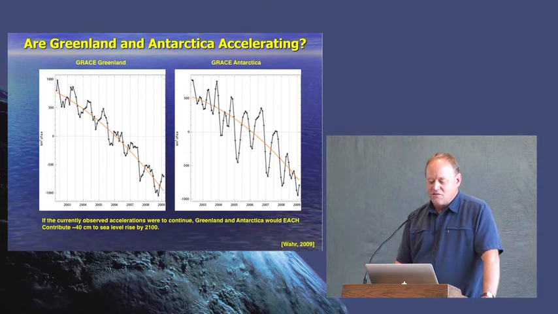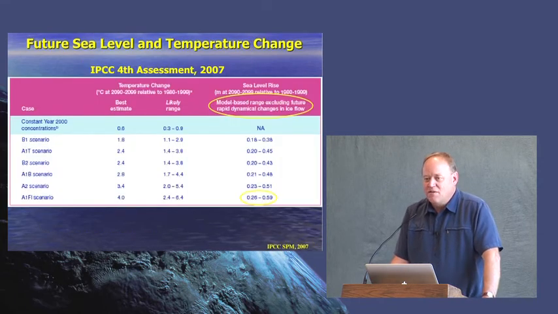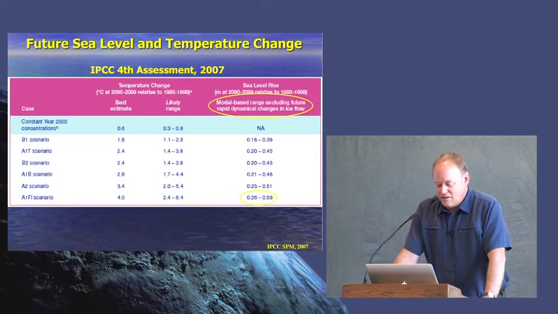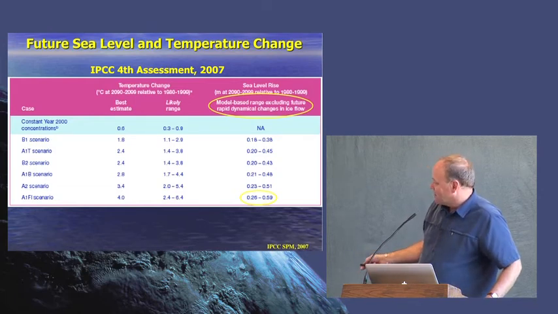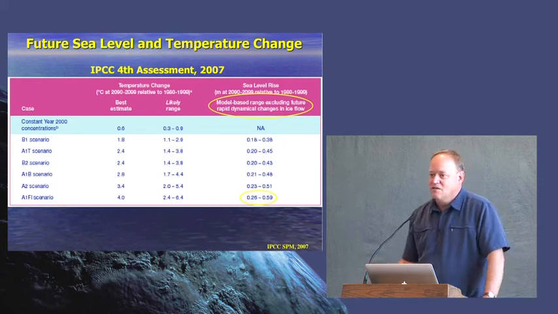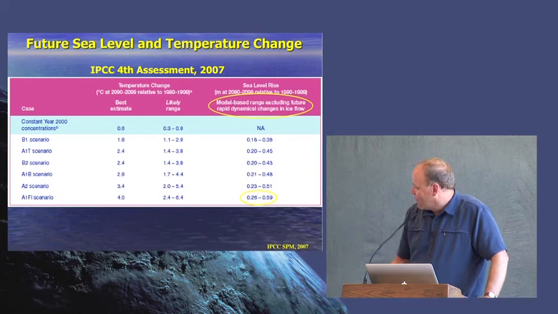Which is interesting, because if you look at the last assessment of the IPCC, the Intergovernmental Panel on Climate Change, the 4th assessment, that was a pretty controversial assessment in terms of sea level, because their highest sea level rise numbers were between 26 centimeters and 59 centimeters for one of the worst case scenarios here.